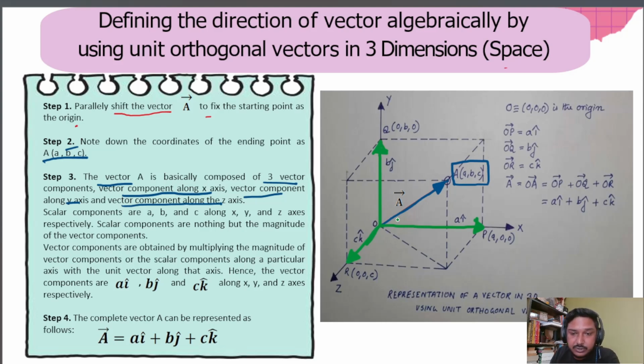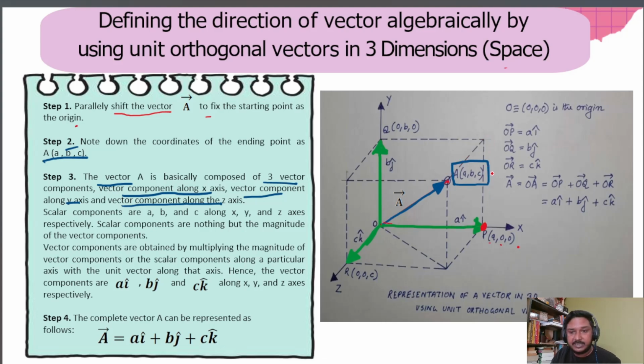Okay, so once we have drawn these components, now our task is to find out the length of these components. As you can see, if this coordinate is a comma b comma c, then this coordinate here has to be a comma 0 comma 0. If this is a, this is how we go a distance a, this is how we go a distance b, and this is how we come a distance c.